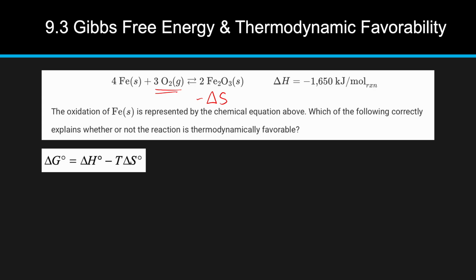And we know if we have a negative value for delta S and a negative value for delta H, we're going to have thermodynamic favorability only at very low temperatures.